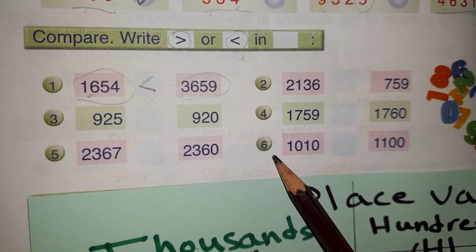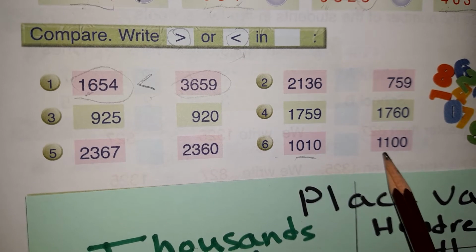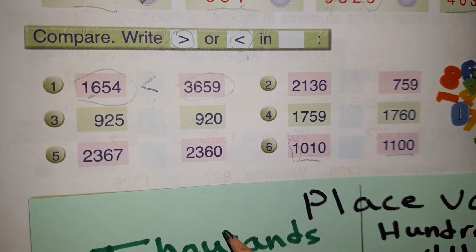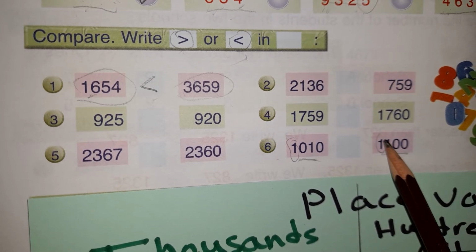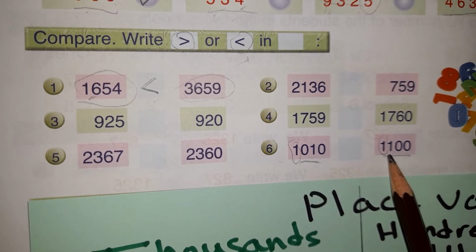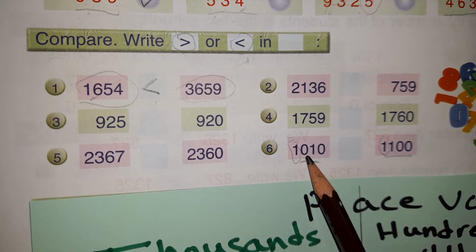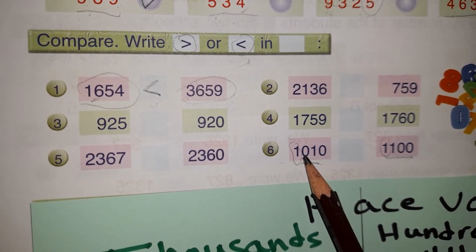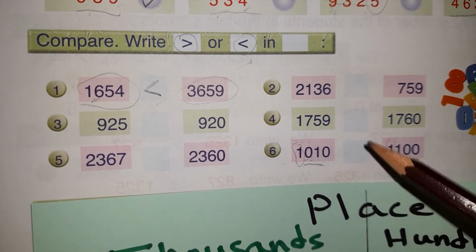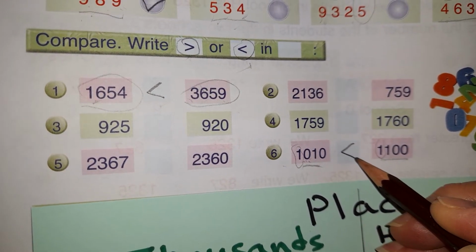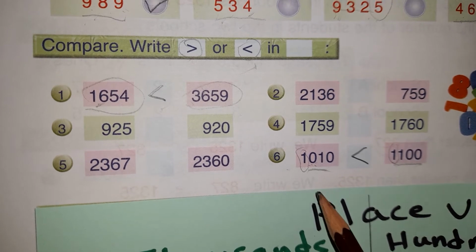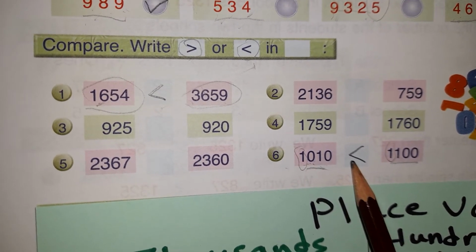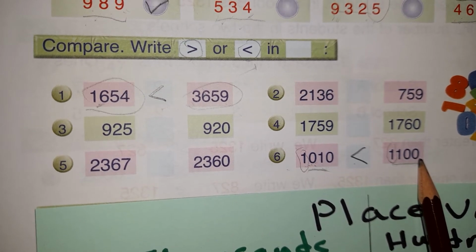Let's go to number 6. 4 digits, 4 digits. Go to the one in the thousands. I have one in the thousands in both. So go to the hundreds. I have here 0. I have here 1. So 0 is what? Less than. So I will give the small mouth. Can you read it for me? Yes. 1010 is less than 1100.